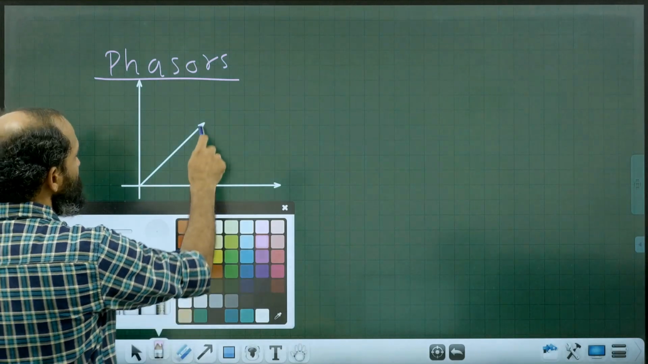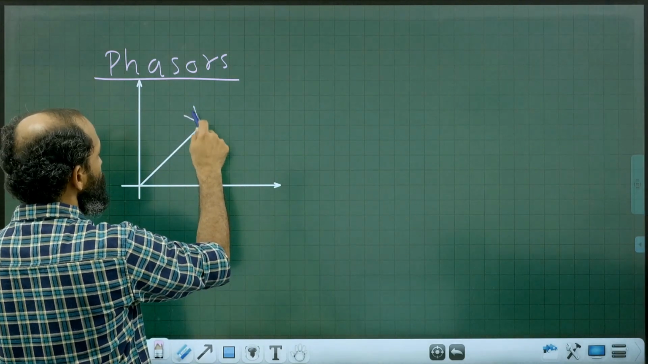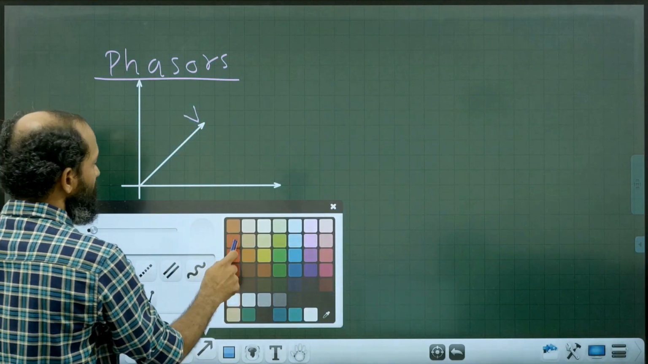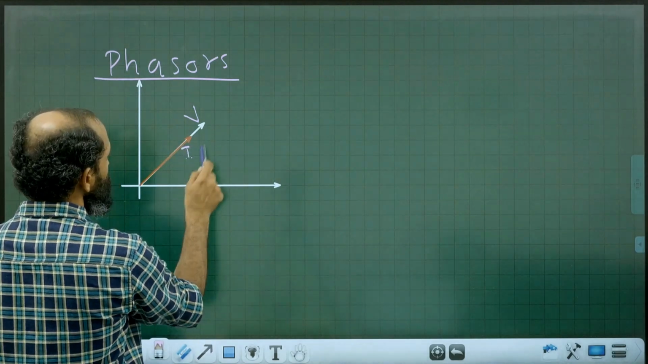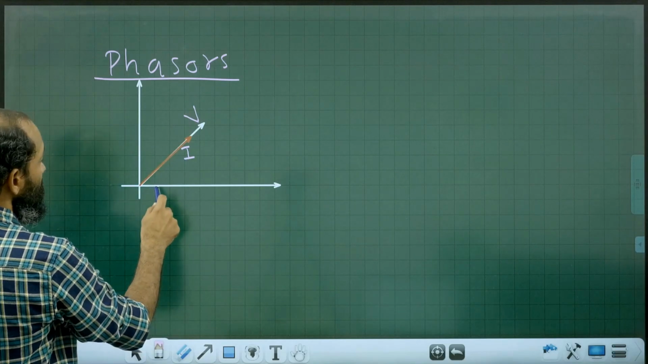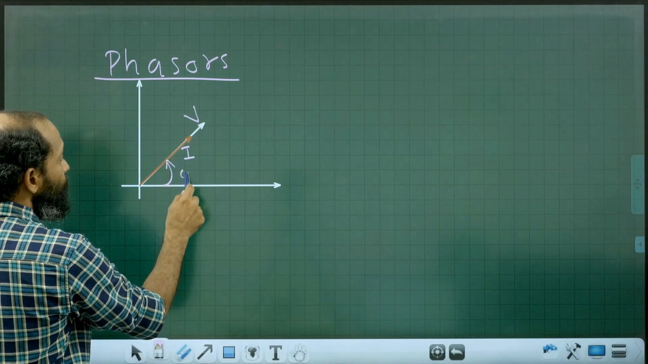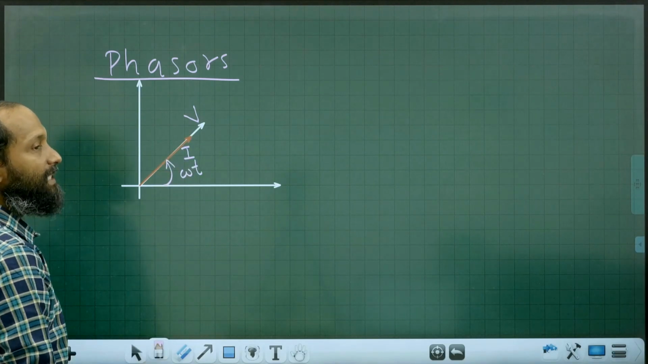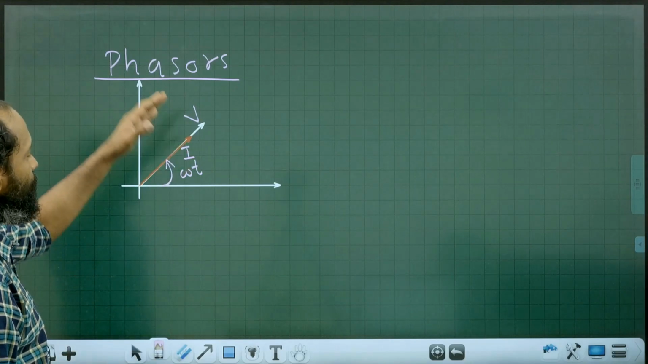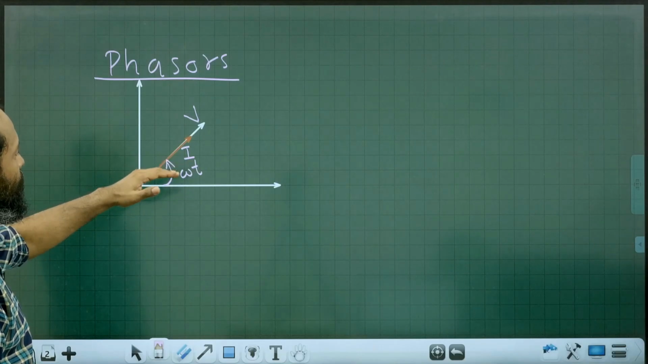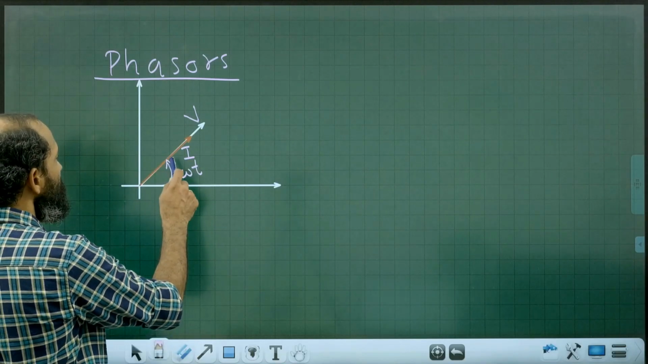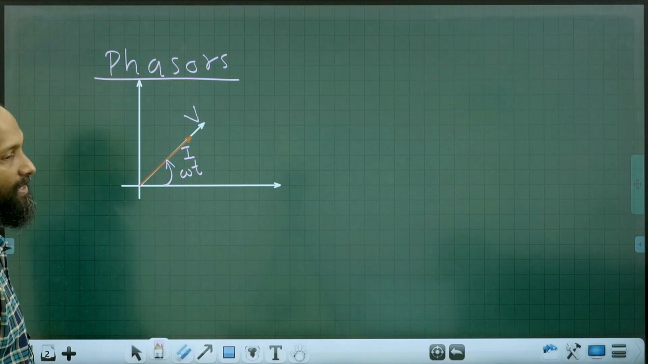Suppose this is representing the voltage phasor of AC through resistor only, then the current phasor also will be in the same direction because voltage and current are turning through a phase angle omega t in the same time t seconds. In t seconds, the voltage phasor as well as the current phasor turns through angle omega t. So voltage is a phasor, current is also a phasor, and they are in phase.